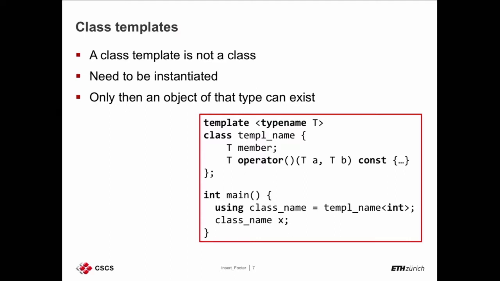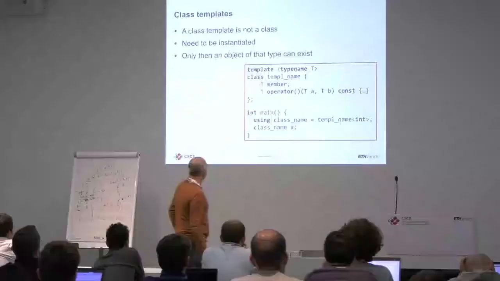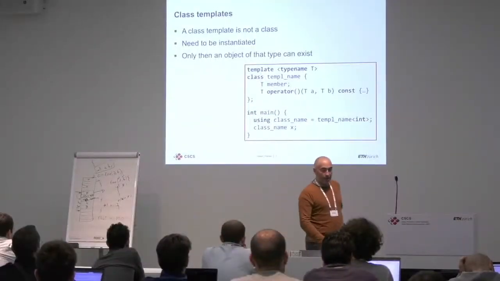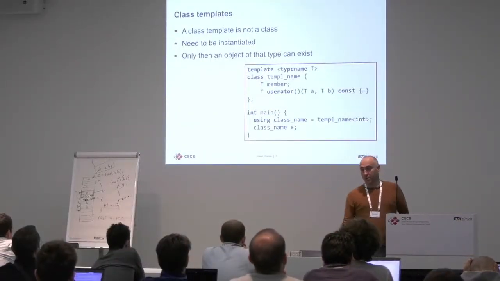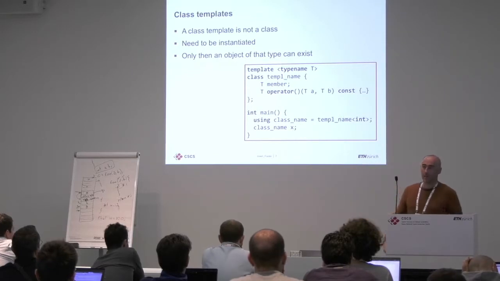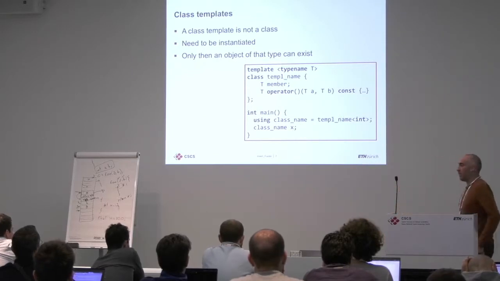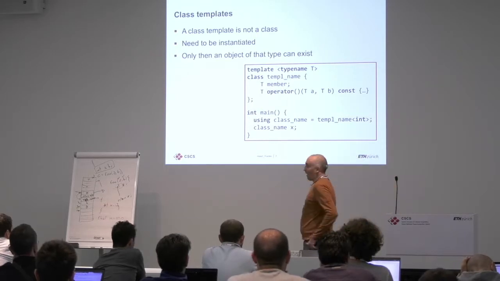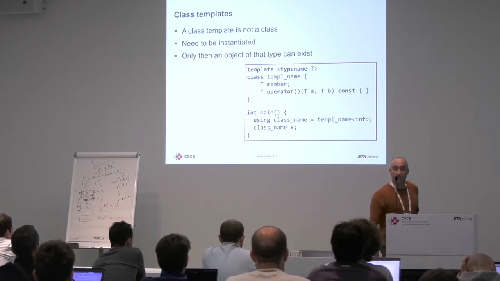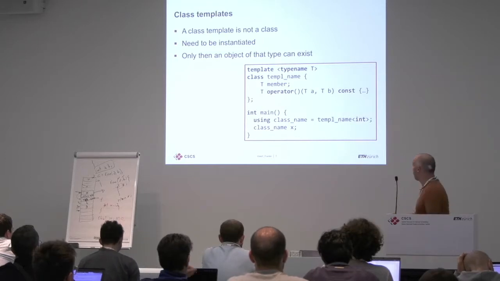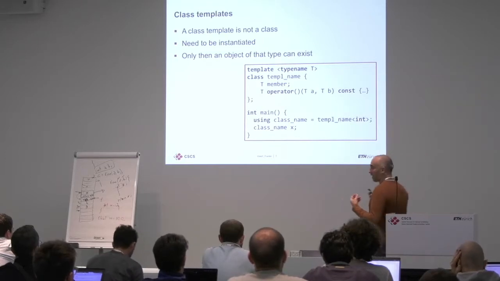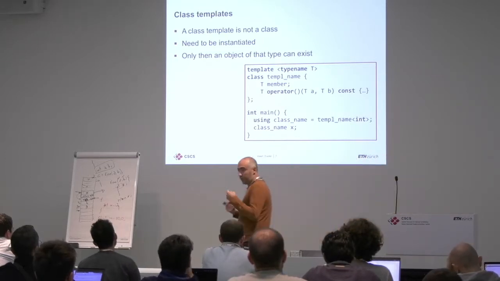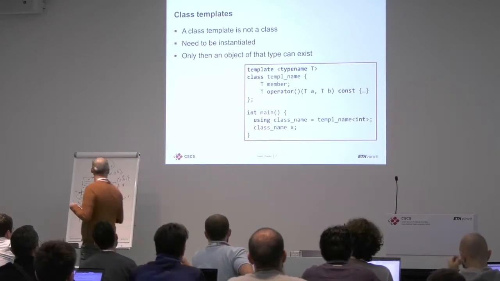Function pointers, function templates. And now we can also have class templates. As function templates are not functions, class templates are not classes. They are templates. To become a class, it has to be instantiated. We have to provide the type information. If we don't provide the type information, you get an incomplete type.